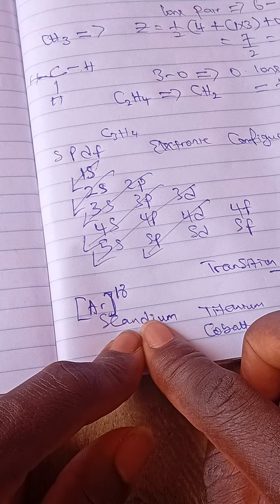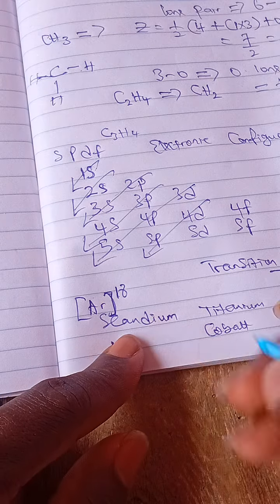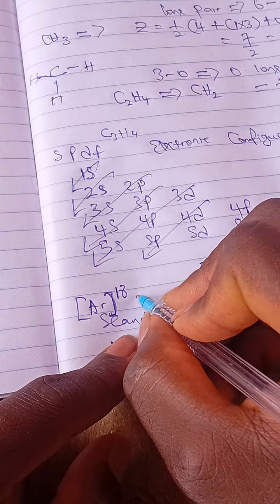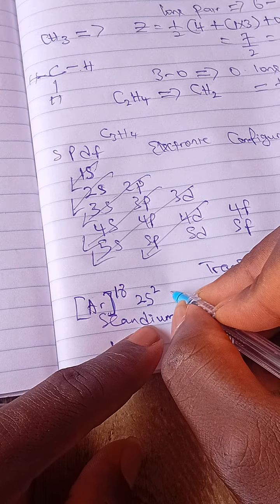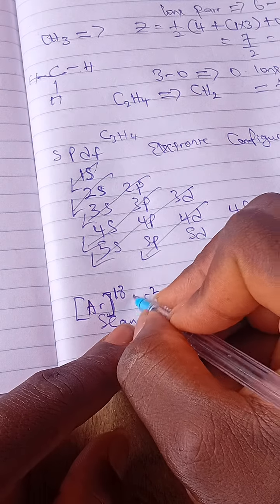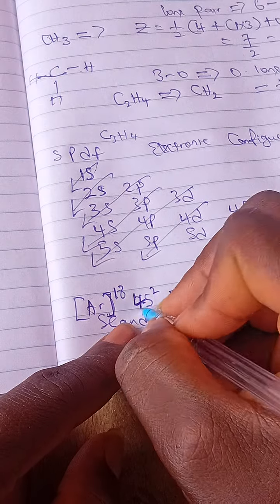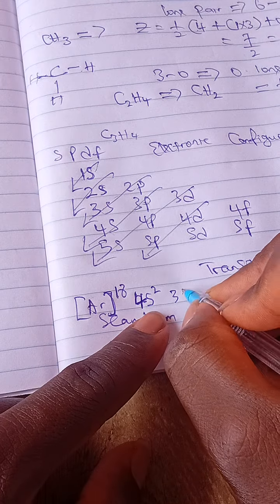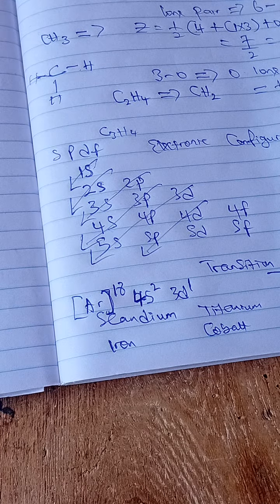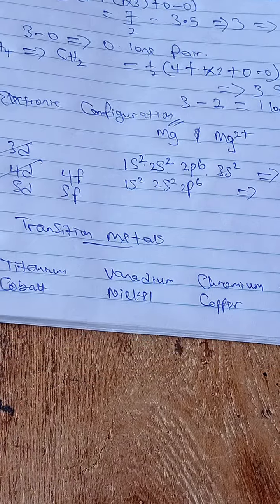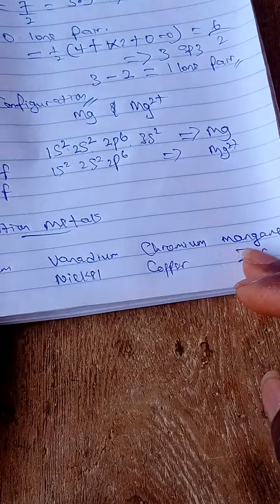Then, how many do we have left to get to scandium? Since scandium is number 21, after 18 we need 3 more. So this will give us 4s2, because after argon we move to 4s. Then we have 3d1. So you can do as many as you want as far as these 10 transition metals are concerned. But let me talk about copper.